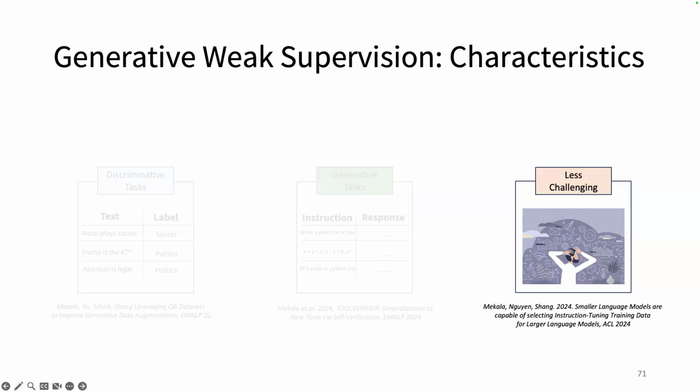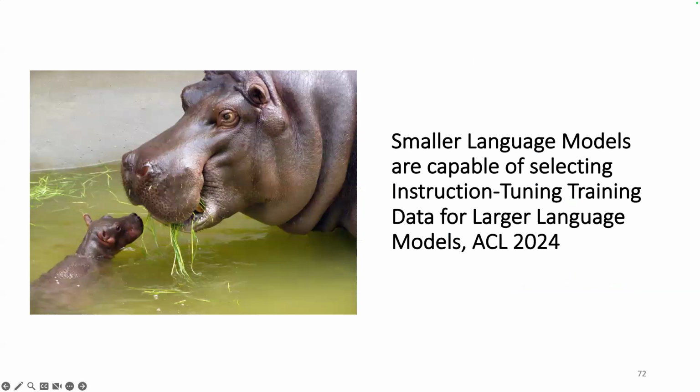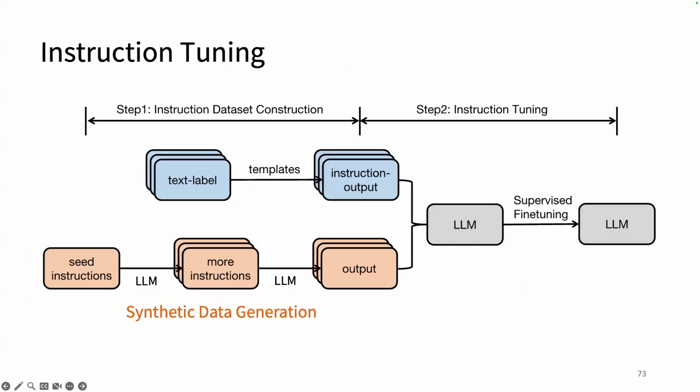Okay, so final one, less challenging. How can we do the data curation in such a way that we select the difficult data? For this, let's move to the final paper of the talk. It's "Smaller Language Models Are Capable of Selecting Instruction Tuning Training Data for Larger Language Models." It's published in ACL 2024.